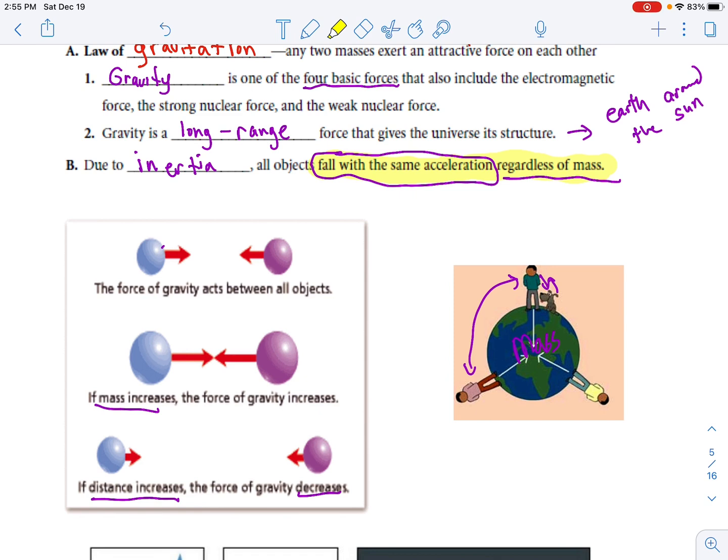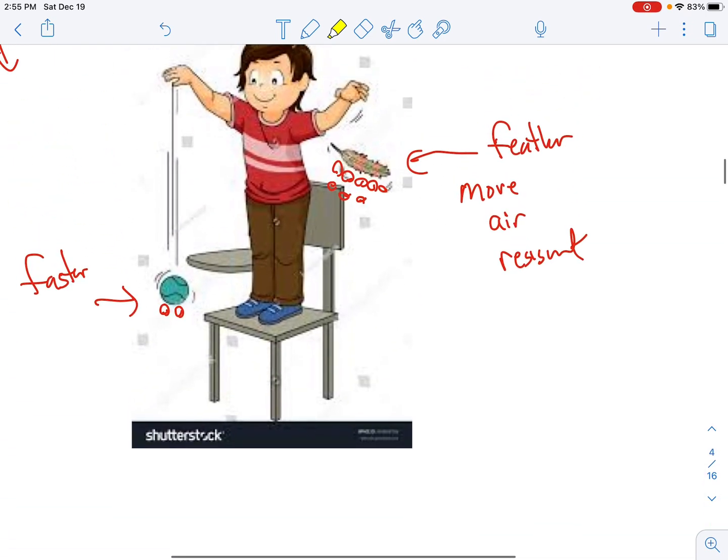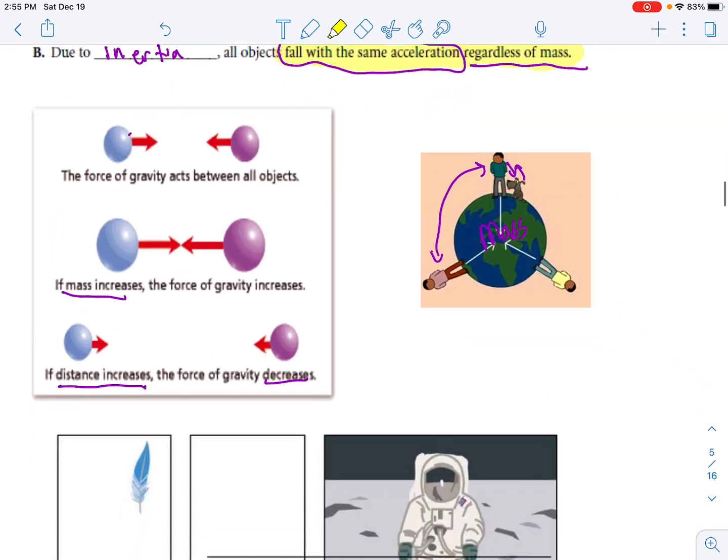There's a catch. Remember this kid up here with the ball and the feather? They didn't fall the same because the feather had more air resistance. Air resistance is a force that messes this up. But if we took the air away, this ball and feather would in fact fall at the same speed.